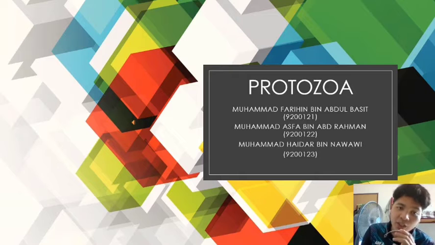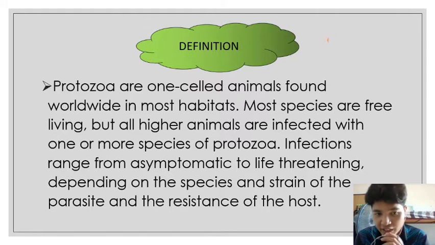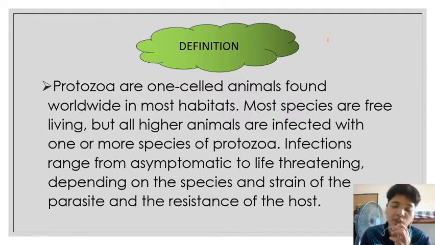In this video, I'm going to tell you all about Protozoa. So, what is Protozoa? Protozoa are one-celled animals found worldwide in most habitats. Most species are free-living, but all higher animals are infected with one or more species of protozoa. Infections range from asymptomatic to life-threatening, depending on the species and the strain of the parasite and the resistance of the host.